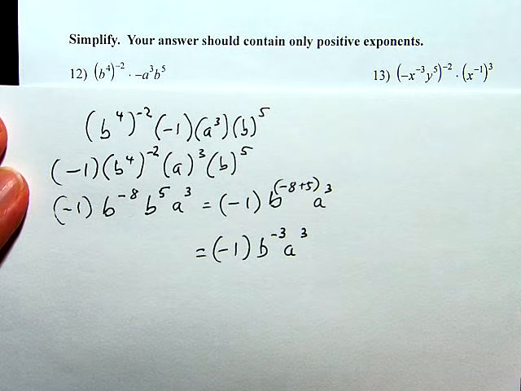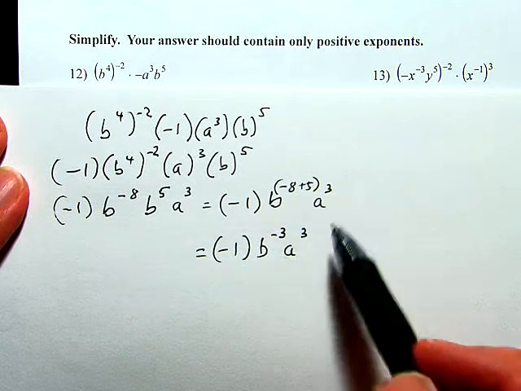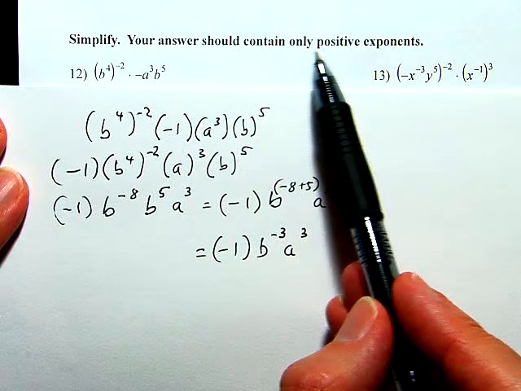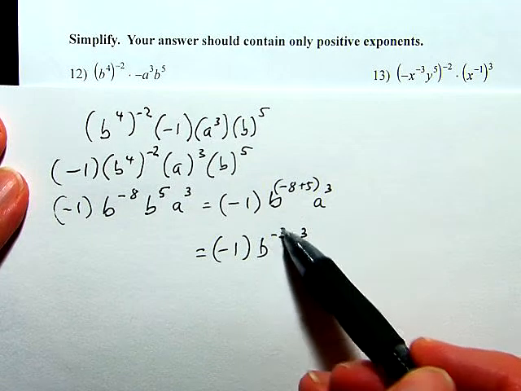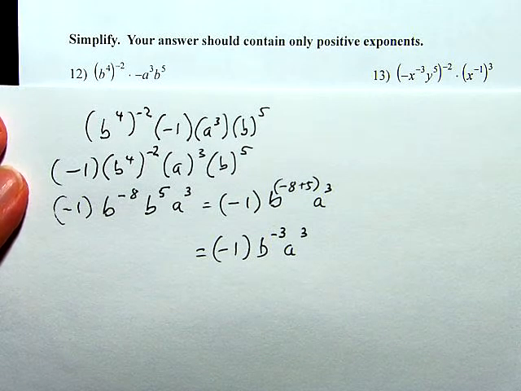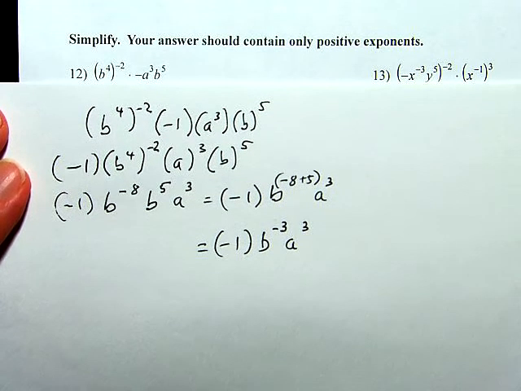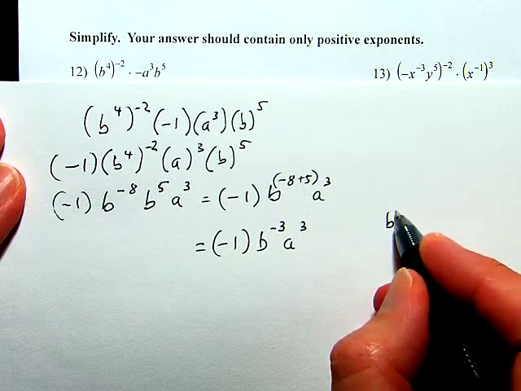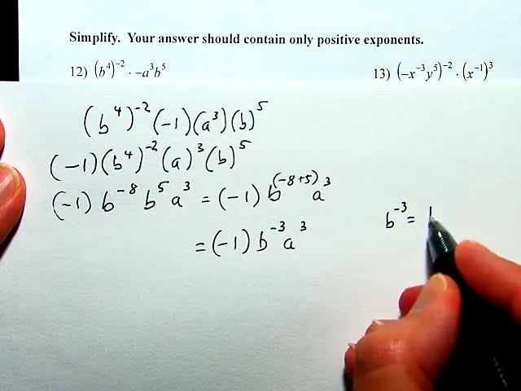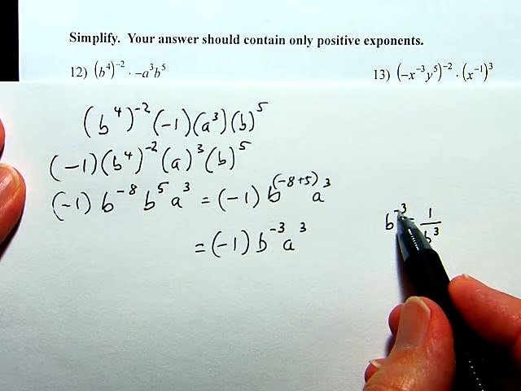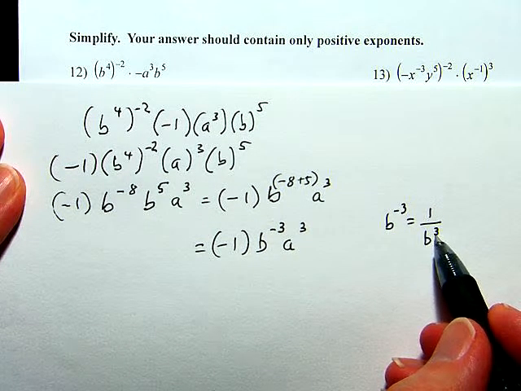Are we done yet? Well, this is certainly a little simpler than what we had, but it's telling us our answer should only contain positive exponents, and we've got a negative exponent here. We have b to the negative third power. How do we make that into a positive? We have to remember, I'll put this on the side here, that b to the negative 3 is the same thing as 1 over b to the third. And that is how you take a negative exponent and make it into a positive one.